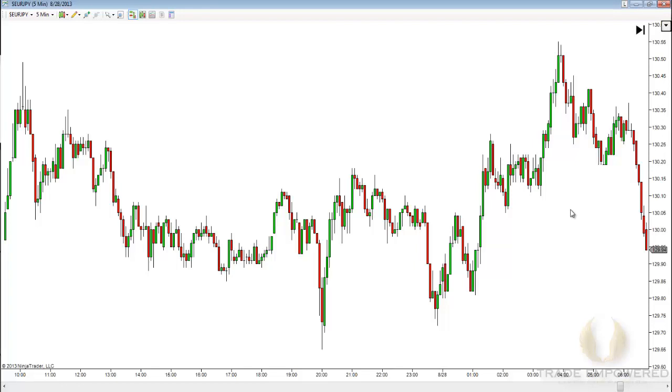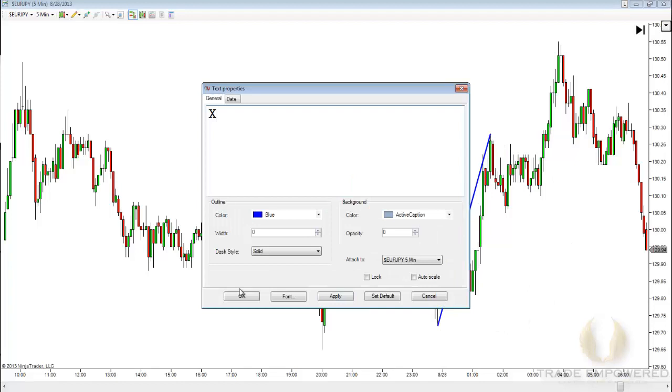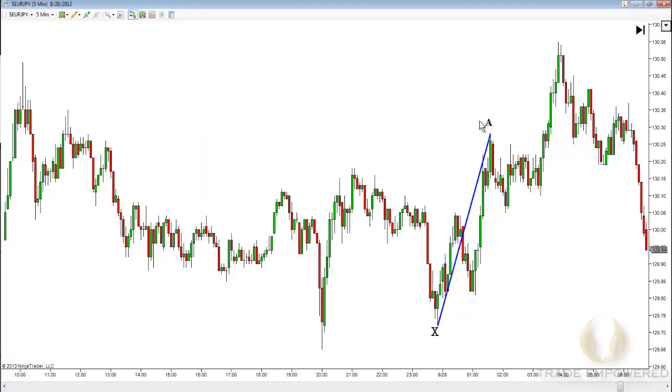All right, we have our initial impulse leg, so our swing low to swing high right here. This is going to be our X to A. We then want to take our Fibonacci retracement from our X leg to our A leg. Make sure we come down into a 382. We do. We just touch it, giving us a valid B leg.